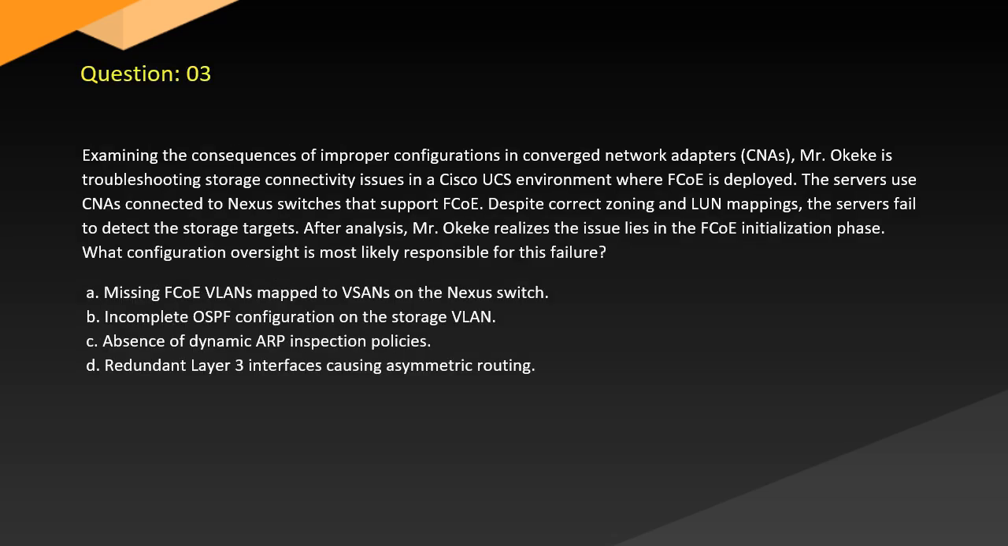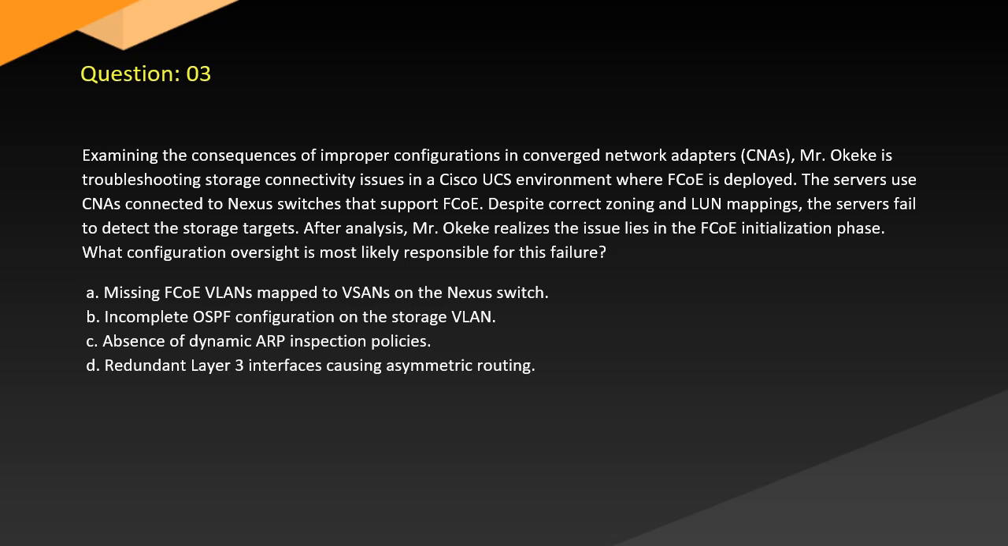Question 3. Examining the consequences of improper configurations in converged network adapters, CNAs, Mr. Oak is troubleshooting storage connectivity issues in a Cisco UCS environment where FCoE is deployed. The servers use CNAs connected to Nexus switches that support FCoE. Despite correct zoning and LUN mappings, the servers fail to detect the storage targets. After analysis, Mr. Oak realizes the issue lies in the FCoE initialization phase. What configuration oversight is most likely responsible for this failure?